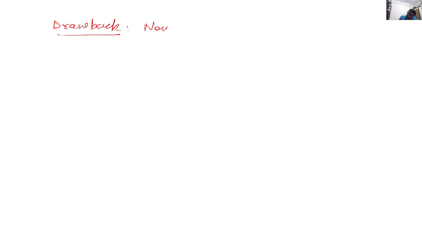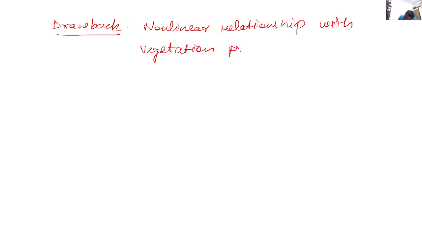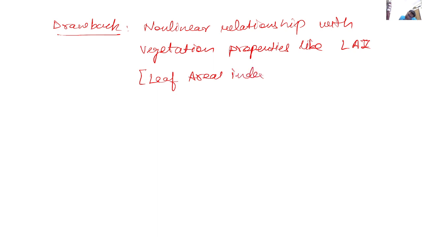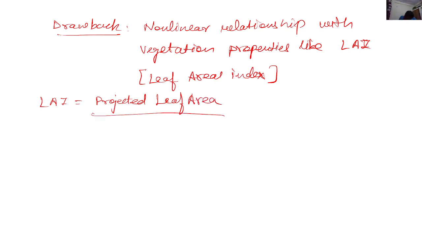Usually there is a non-linear relationship of NDVI with vegetation properties like LAI. And LAI, I think you are hearing it for the first time. The full form is Leaf Area Index. And LAI is actually the projected leaf area by the ground area.